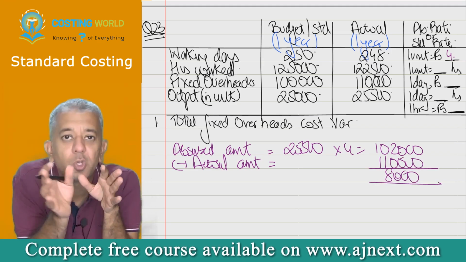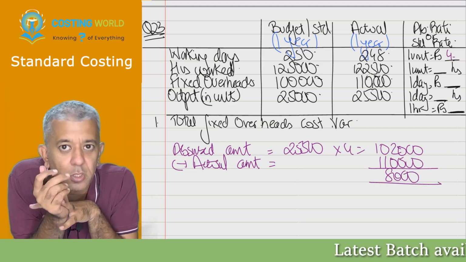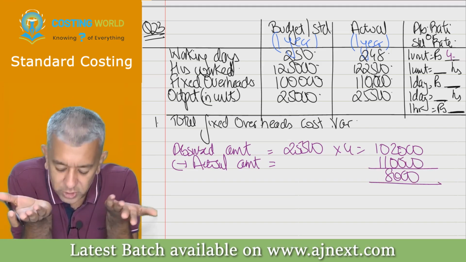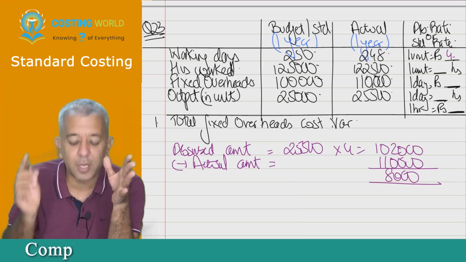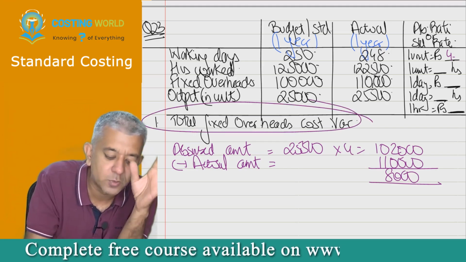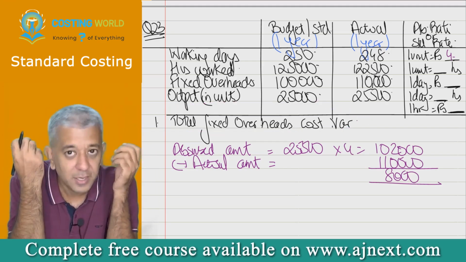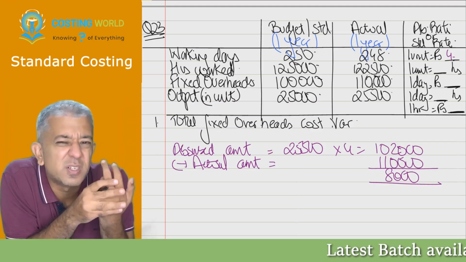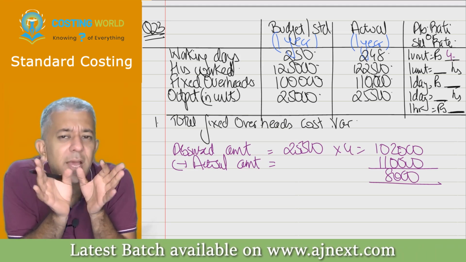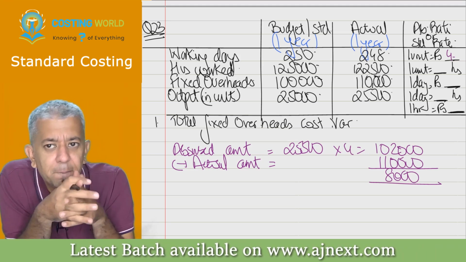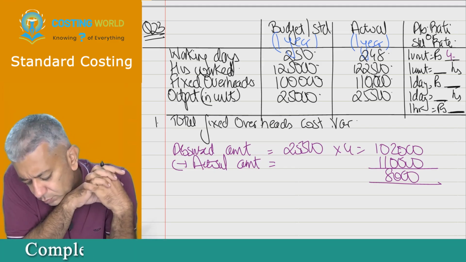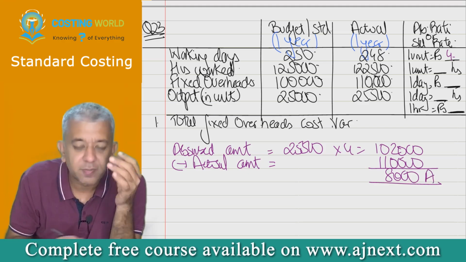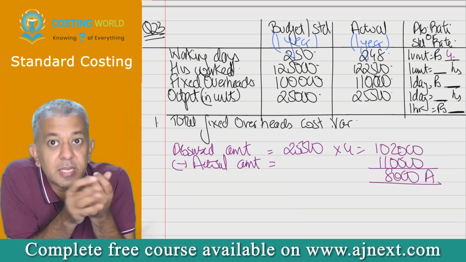If this was your chapter of absorption costing, I would say this is under absorption because the absorbed amount is lower. But this is your chapter of standard costing. That same under absorption is your first variance. So your first variance is under or over absorption only. But if it is a variance, it should be adverse or favorable. As per you all, is this adverse or favorable? Adverse. I can explain why adverse.